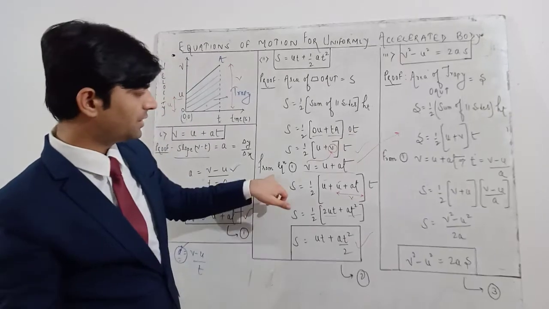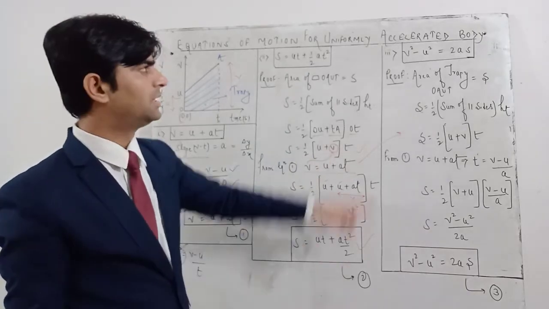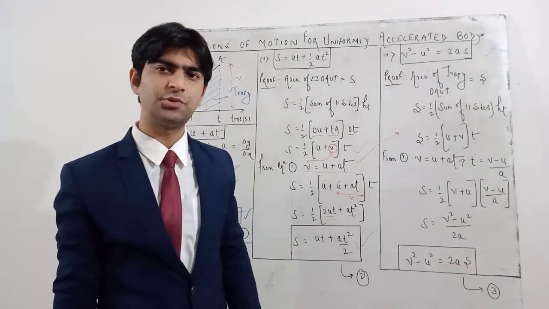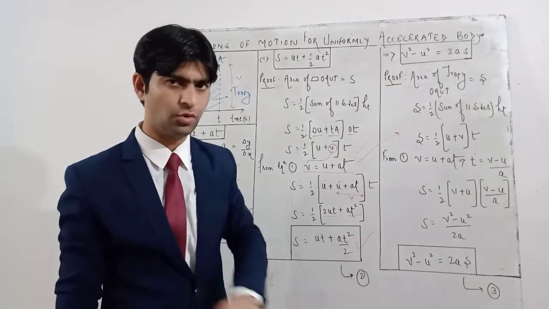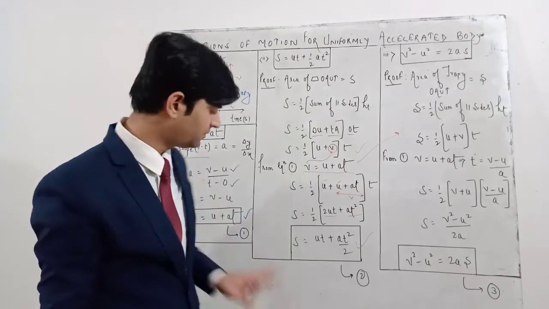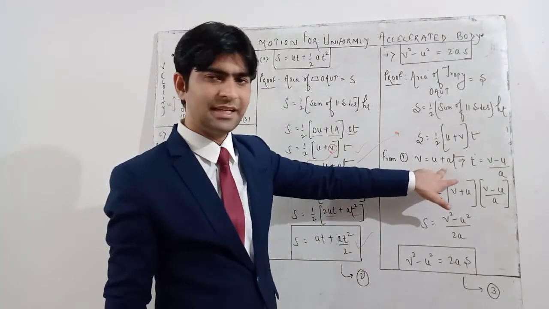Now here what did we do? We replaced directly V equals U plus AT. Is there any term of T here? V square minus U square equals 2AS. Is there any term of T? No. That means we have to replace T from where? From the first equation again. So V equals U plus AT is the first equation.